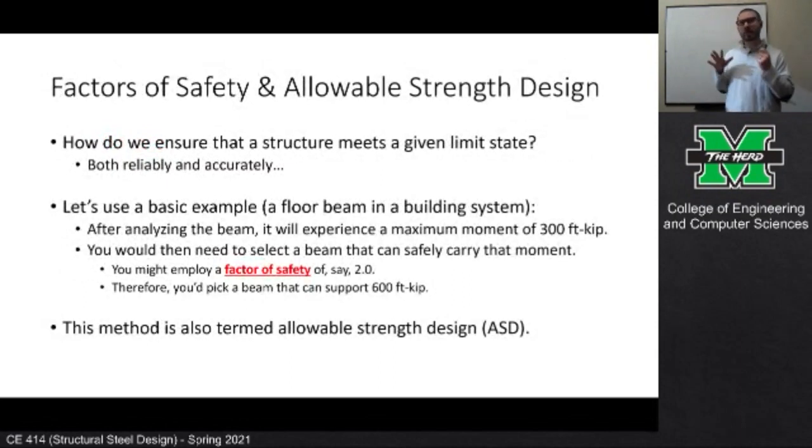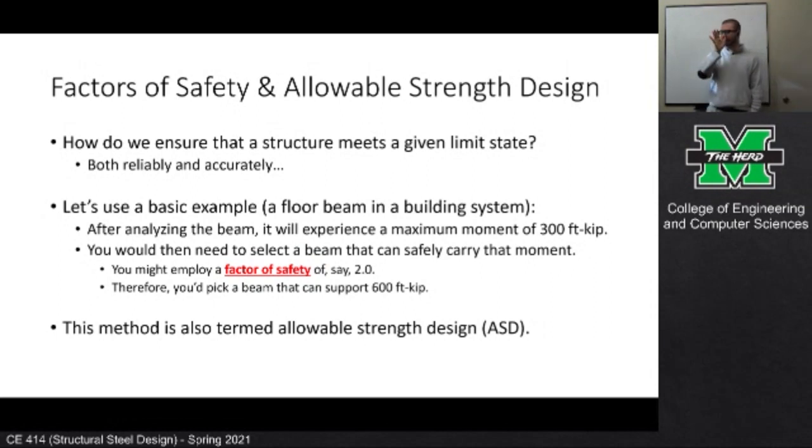How do we ensure safety? How do we ensure that a structure meets a given limit state, both accurately and, really the key word, reliably? I want to give you a simple example of how we can do this. There's a very fancy term for this idea: it's what's called a design philosophy.